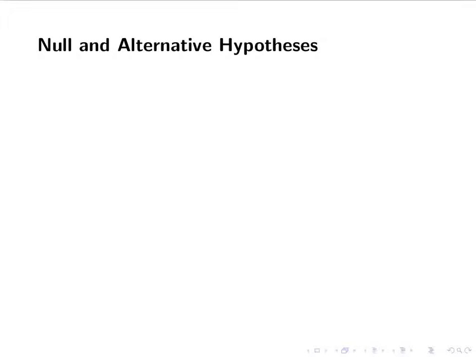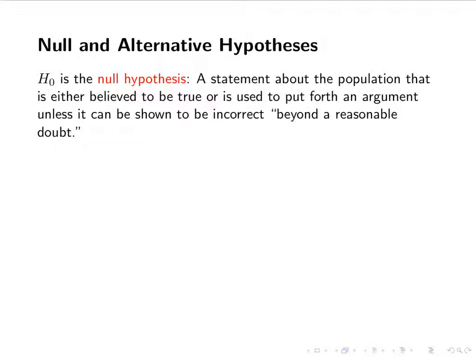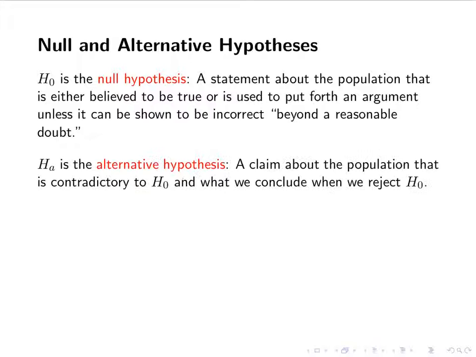Hello everyone, today we're going to look at the null and alternative hypotheses. H sub 0, called H naught, is the null hypothesis. It's a statement about the population that's either believed to be true or is used to put forth an argument unless it can be shown to be incorrect beyond a reasonable doubt. We will explain what beyond a reasonable doubt means later.